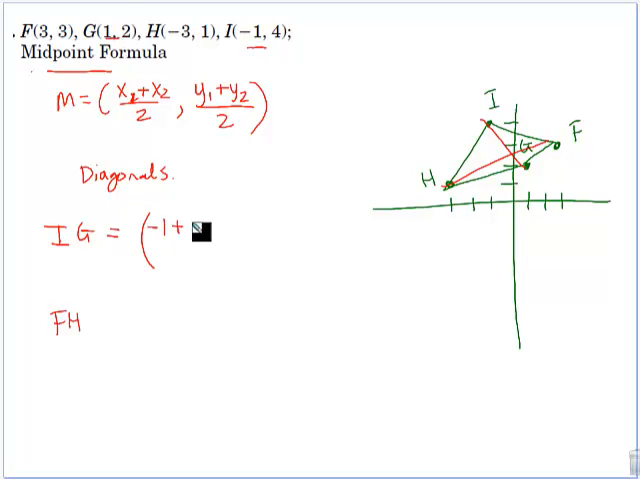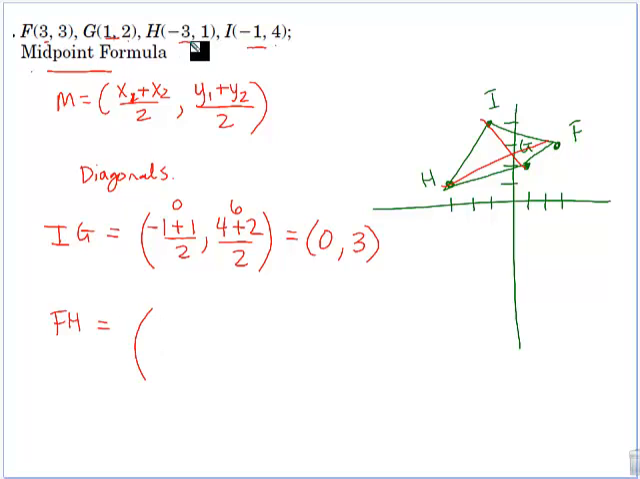-1 plus 1 divided by 2 for our x's. y2 plus y1, so 4 plus 2 divided by 2. -1 plus 1 is 0, so 0 divided by 2 is 0. 4 plus 2 is 6. 6 divided by 2 is 3. So the midpoint of IG is at 0, 3. FH. x1 plus x2, so 3 plus -3 divided by 2. For the y's, 3 plus 4 divided by 2. 3 plus -3 is 0. 0 divided by 2 is 0.